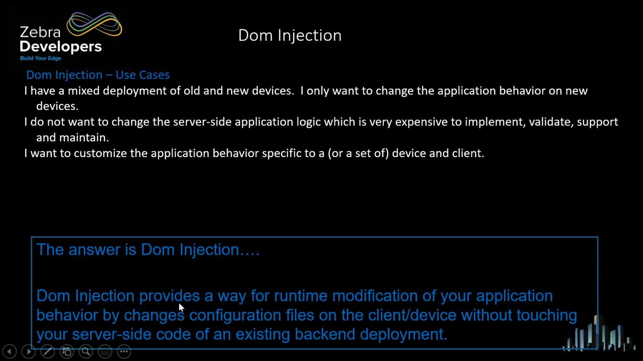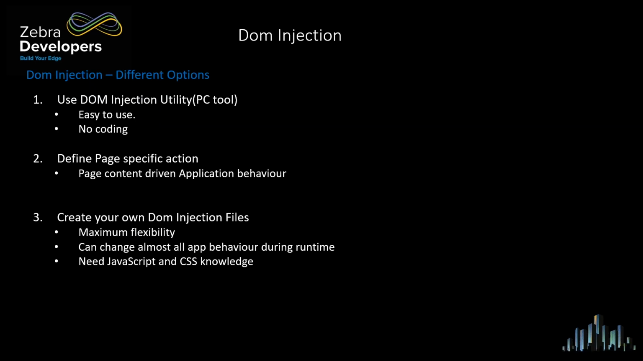DOM injection provides a way for runtime modification of your application behavior by changing configuration files on the client device, without touching your server code of an existing backend development or deployment. There are multiple ways to do DOM injection in the enterprise browser.